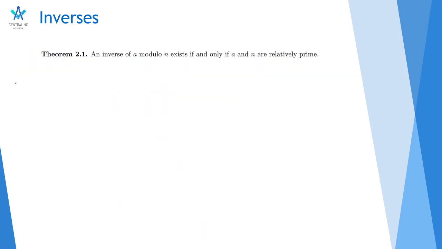The next slide says that an inverse of a modulo n exists if and only if a and n are relatively prime. This should make some sense, since if they weren't relatively prime, that means a divides into n, unless a is equal to 1, but that doesn't really matter. So a divides into n, and we can see why a dividing into n is a problem.